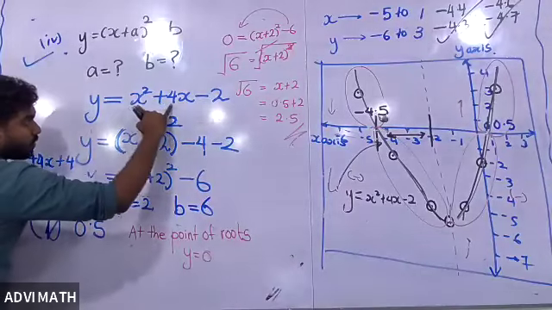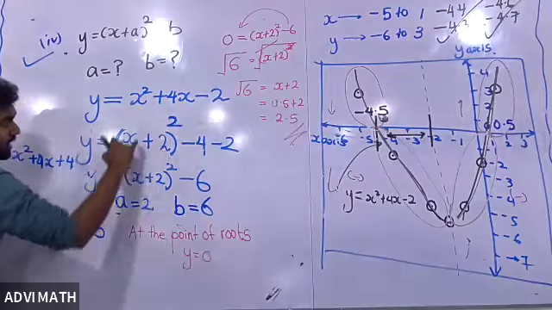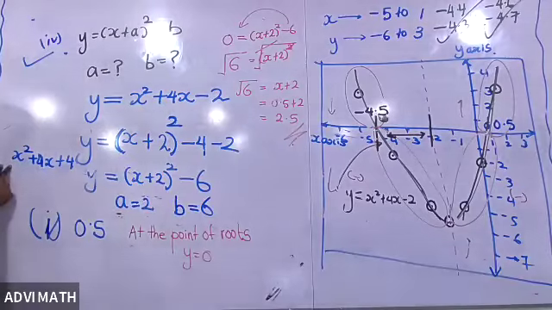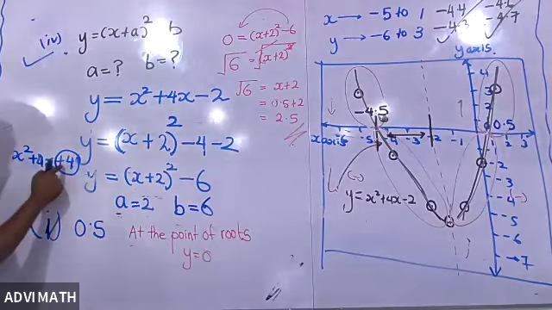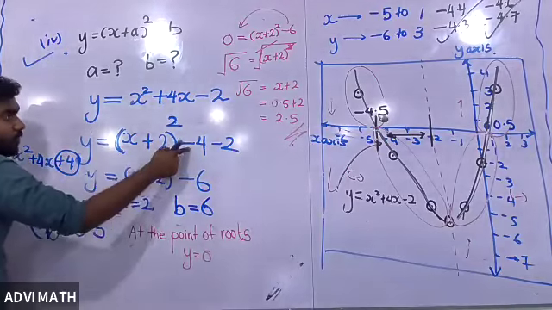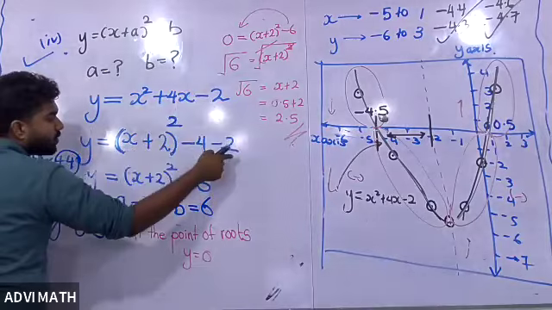But the answer for this is this whole thing. Now, plus 4 is additional for me. To cancel that plus 4, I put minus 4 and bring this minus 2 here.